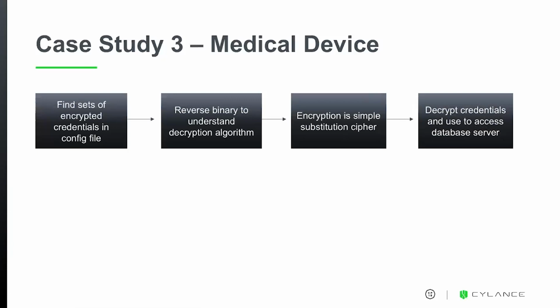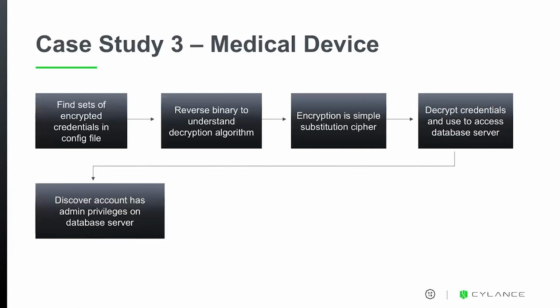So we decrypted those credentials and we used them to access the database server, since these credentials were for the database server. What we found was that the account had admin privileges on the database server, and also that the database server contained lots of PHI, or personal health information, not only from this device, but from lots of other systems as well. So it was a great source of personal health information. Had we been an actual attacker, that would have been quite valuable to us in and of itself, right?